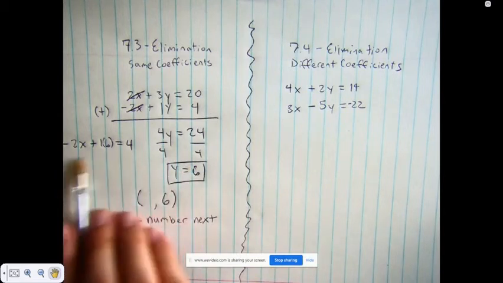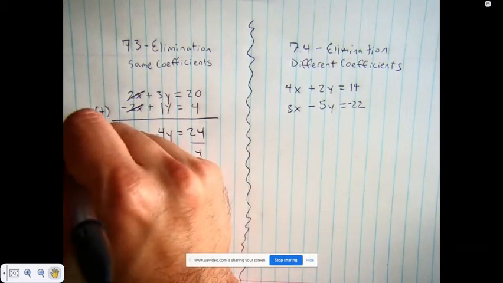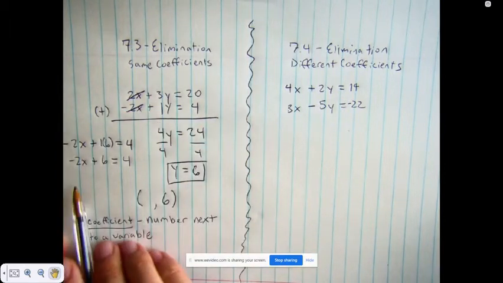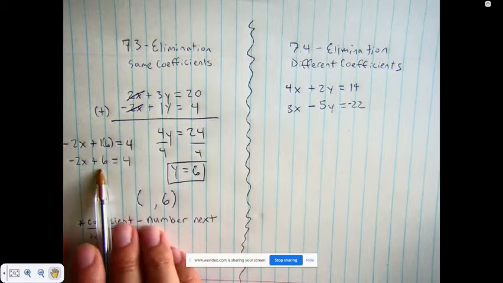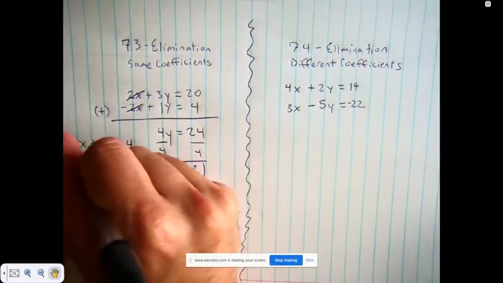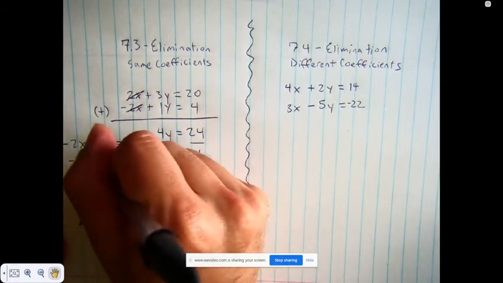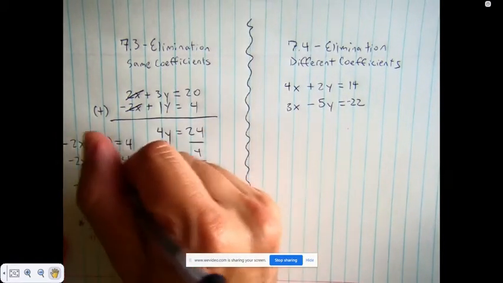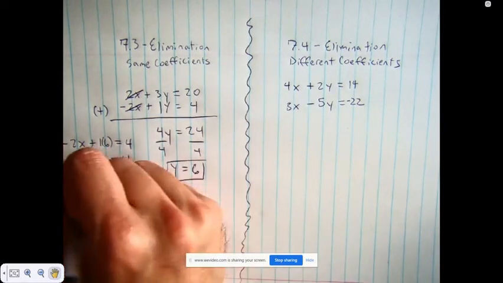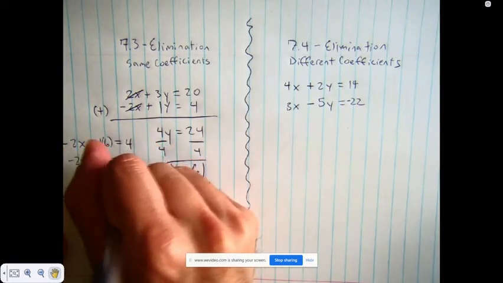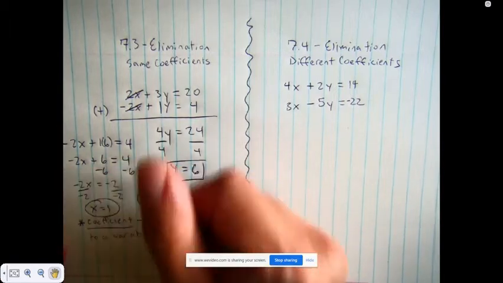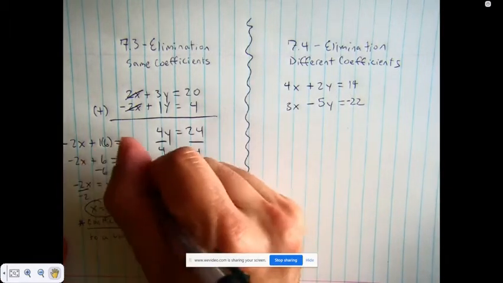So over here, I'm going to multiply 6 by 1. That gives me negative 2x plus 6 equals 4. And then it's just a two-step equation from there. So I'm going to subtract 6 from both sides. And then I'm going to divide by negative 2, which is the coefficient of the variable. Remember, the coefficient is the number next to the variable. And then finally, at the very end, I'm going to get x is equal to 1. And then that is my solution, 1 comma 6.